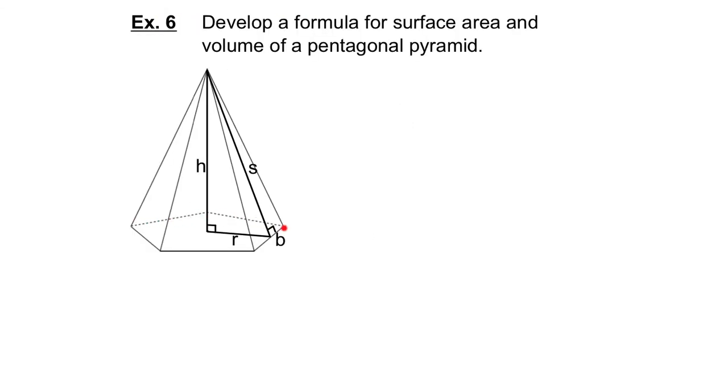Here's a pentagonal-based pyramid. We want to develop a formula for surface area and volume for a pentagonal pyramid. Okay, so I've labeled some things. B is the length of each side of the pentagon. This is a regular pentagon. R, I'm saying, is the distance from the center of the base out to the midpoint of one of the sides. H is the height of the pyramid, so from the point to the center of the base, and S is the slant height.